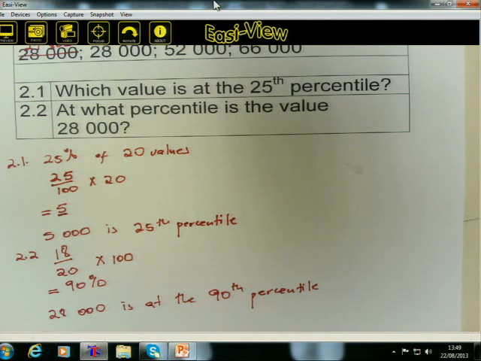Okay, grade 12s? 28,000, remember, is value number 18 of 20 values. So, value 18 of 20 values multiplied by 100 gives us 90%. That means 28,000 is at the 90th percentile. Okay? I'm sure you got that right, grade 12s? That was the last thing that I have for you this afternoon.